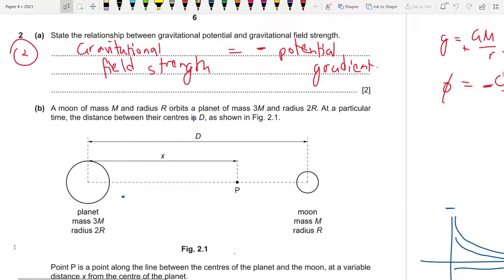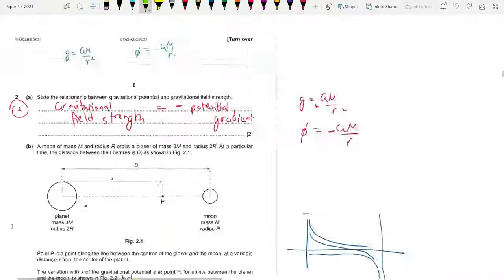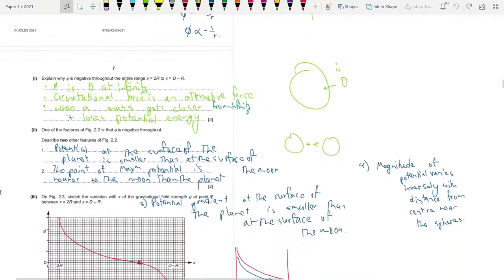So I'm going to teach you something. The neutral point will also be closer to the moon, because the one that has a smaller mass will have a harder time to cancel out the force, right? So obviously at the midpoint, the force from the planet, the bigger mass, will be greater. So always remember, in case of potential and field strength, the field strength will be 0 closer to the smaller mass. The potential will also take maximum value closer to the smaller mass. This is fixed for all questions, okay?